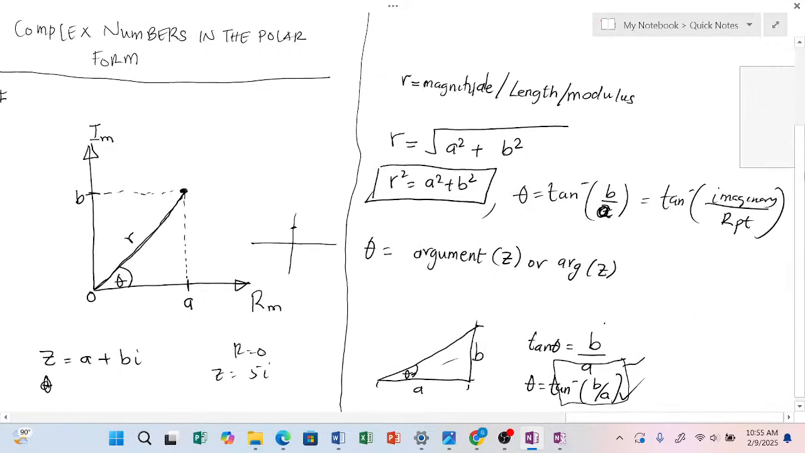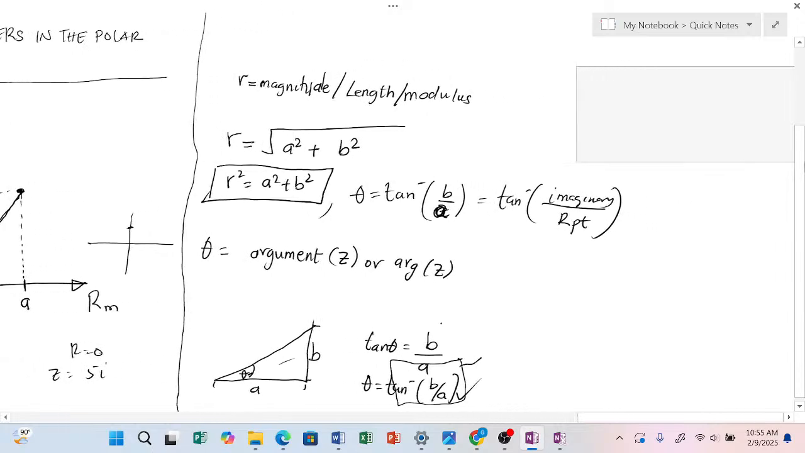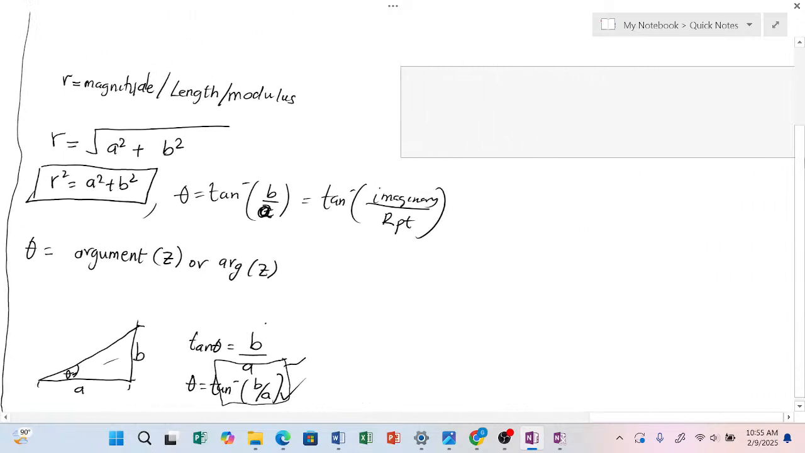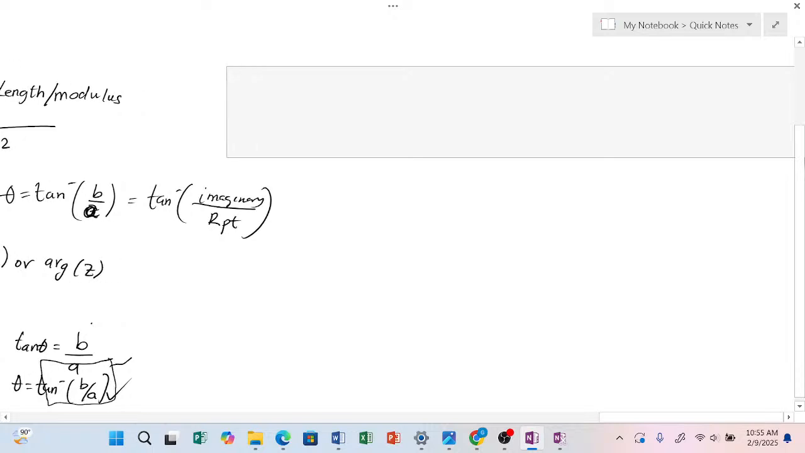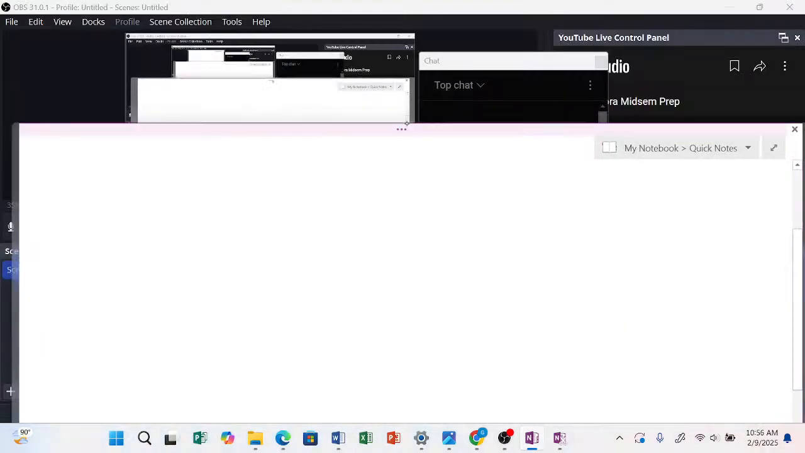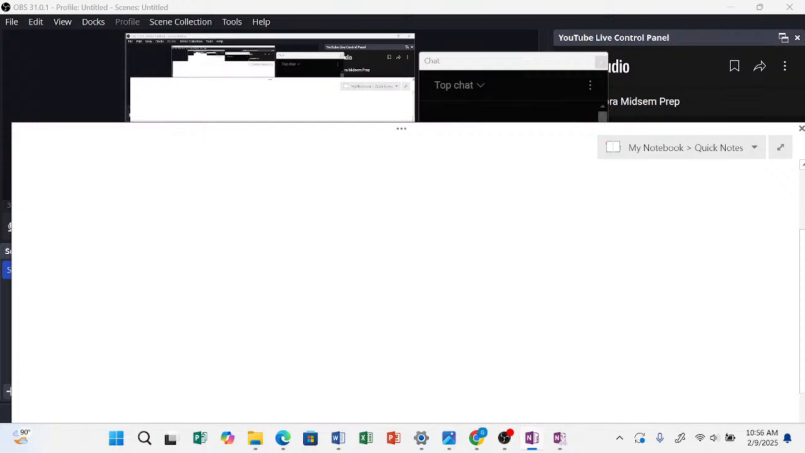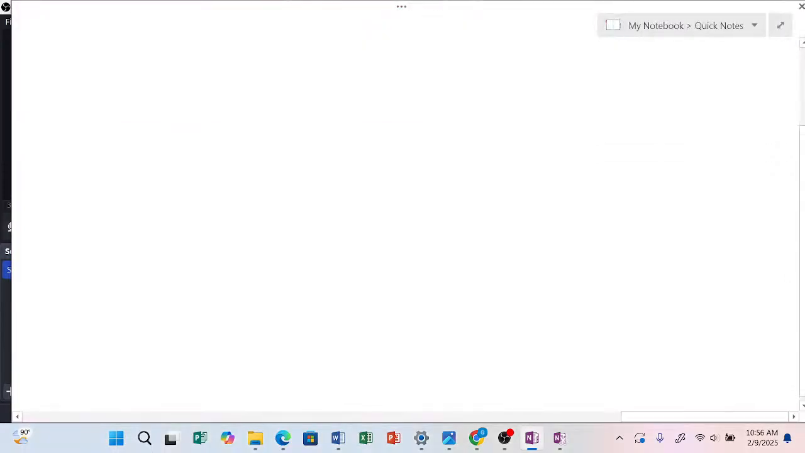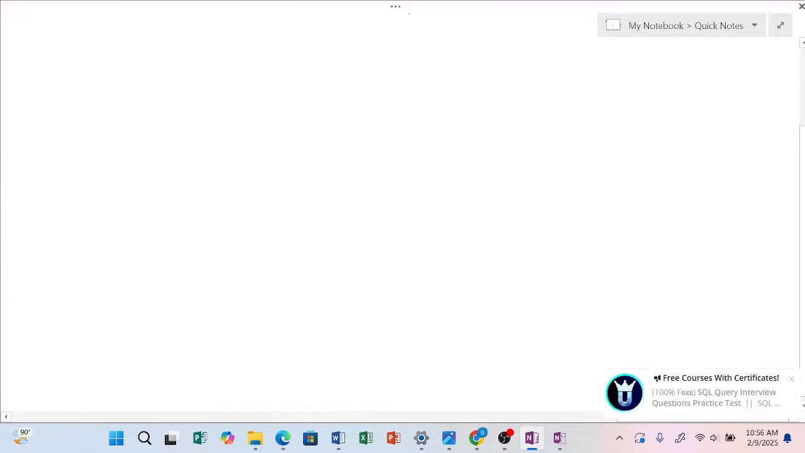So these two formulas will help us to find the magnitude and the argument, just the magnitude and the argument. We've not yet started transforming complex numbers in the rectangular form. We have not yet. We've not started that one yet.